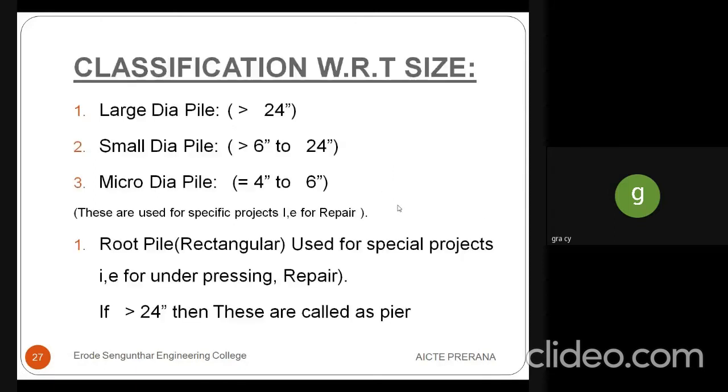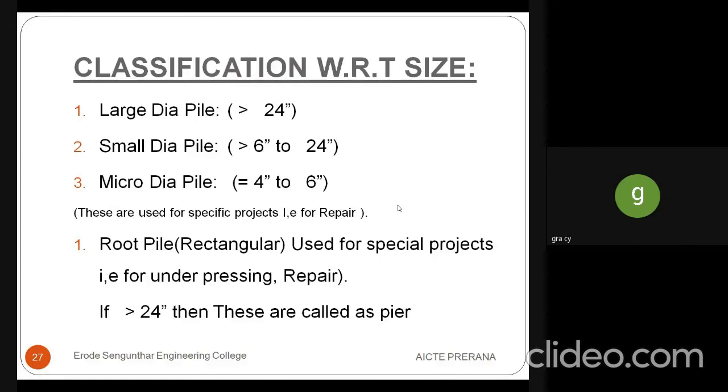Then next topic is classification with respect to size. There are three sizes available. First one is large diameter pile, which should be more than 24 inches. Second is small diameter pile, which is greater than 6 inches up to 24 inches. Then third is micro diameter pile, which is 4 inches to 6 inches. So these are used for projects or for repair work.